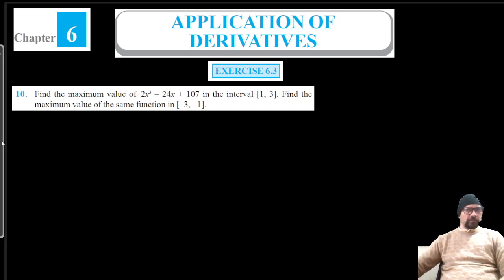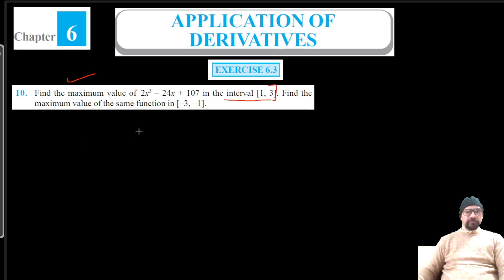Welcome to Pratham Science Academy classes, and we are on to question number 10 of exercise 6.3, for which we have to find the maximum value of the function in the closed interval [1, 2, 3]. So this is the first part of the question.